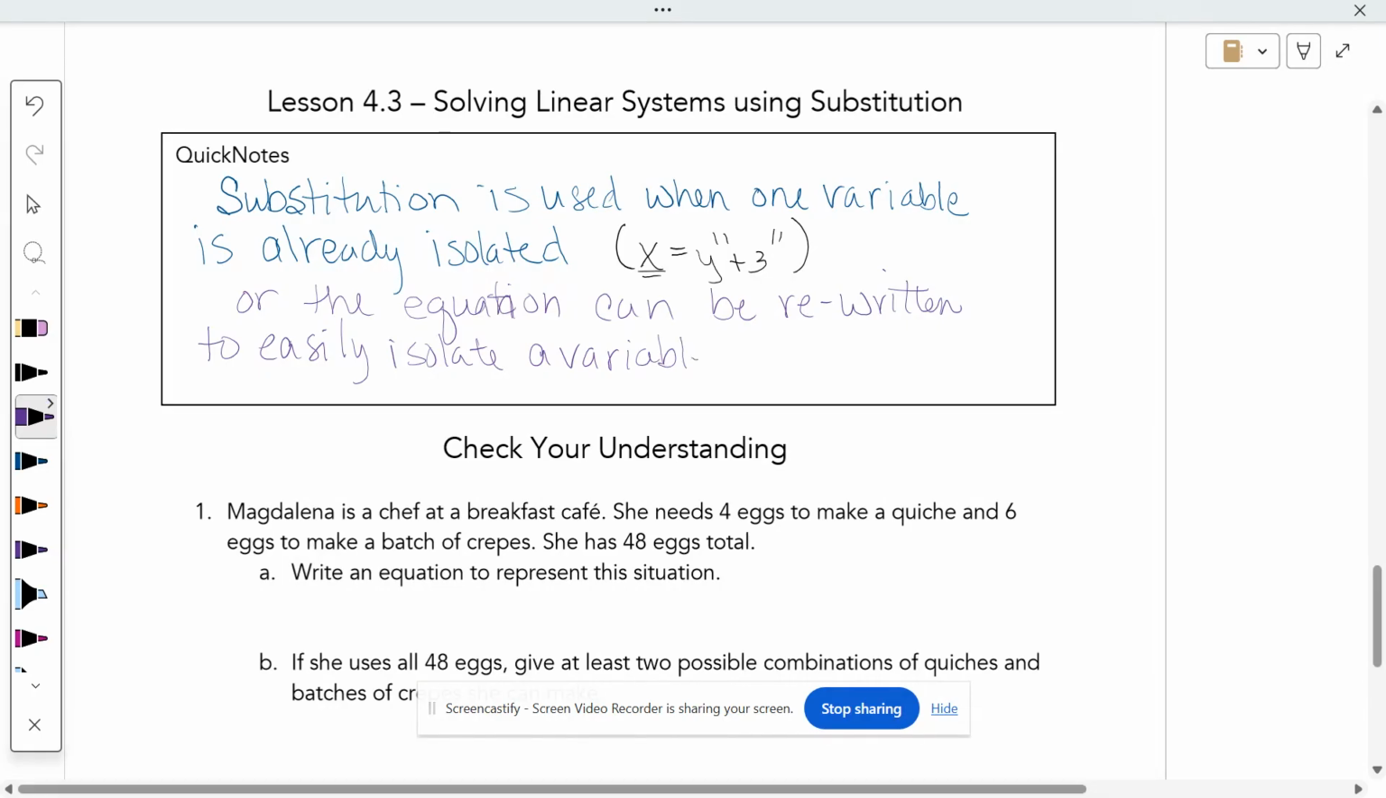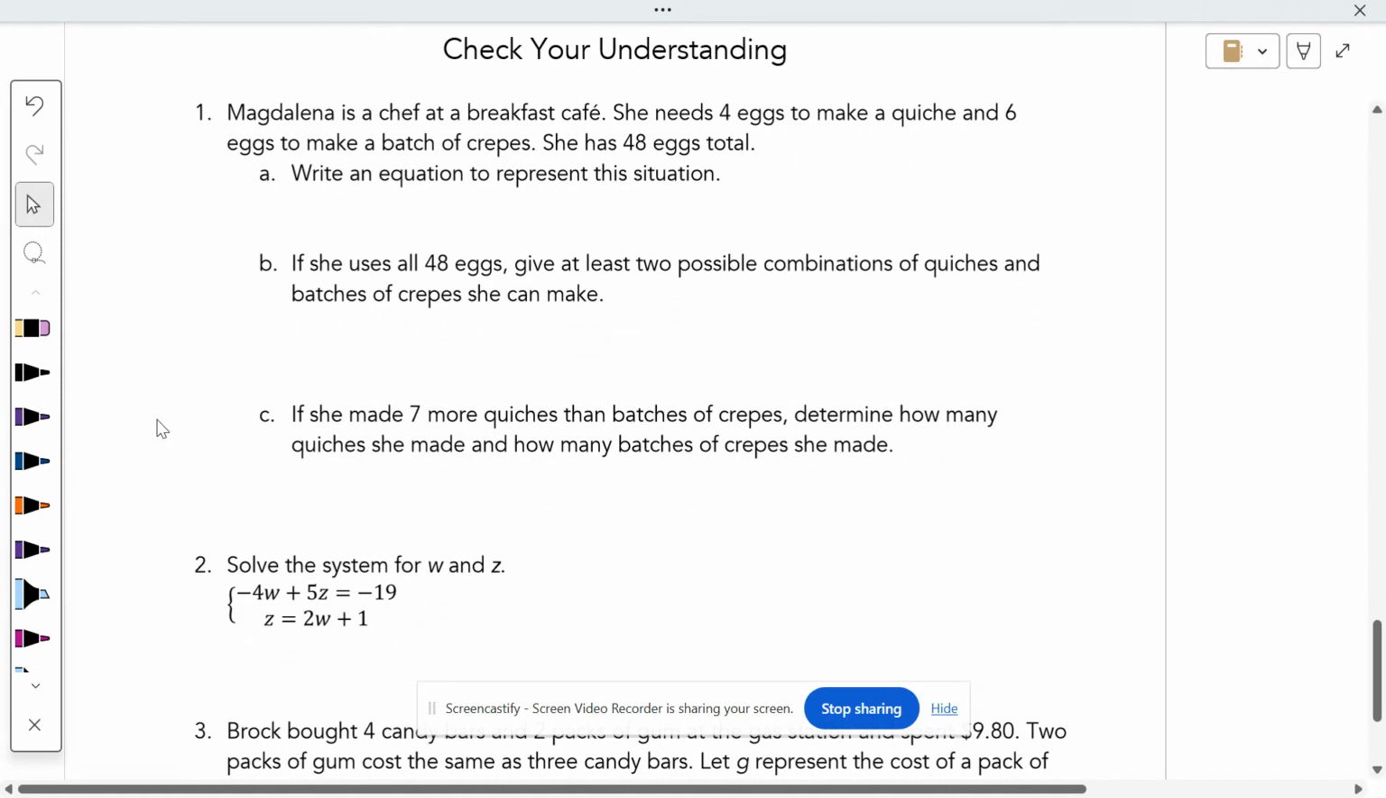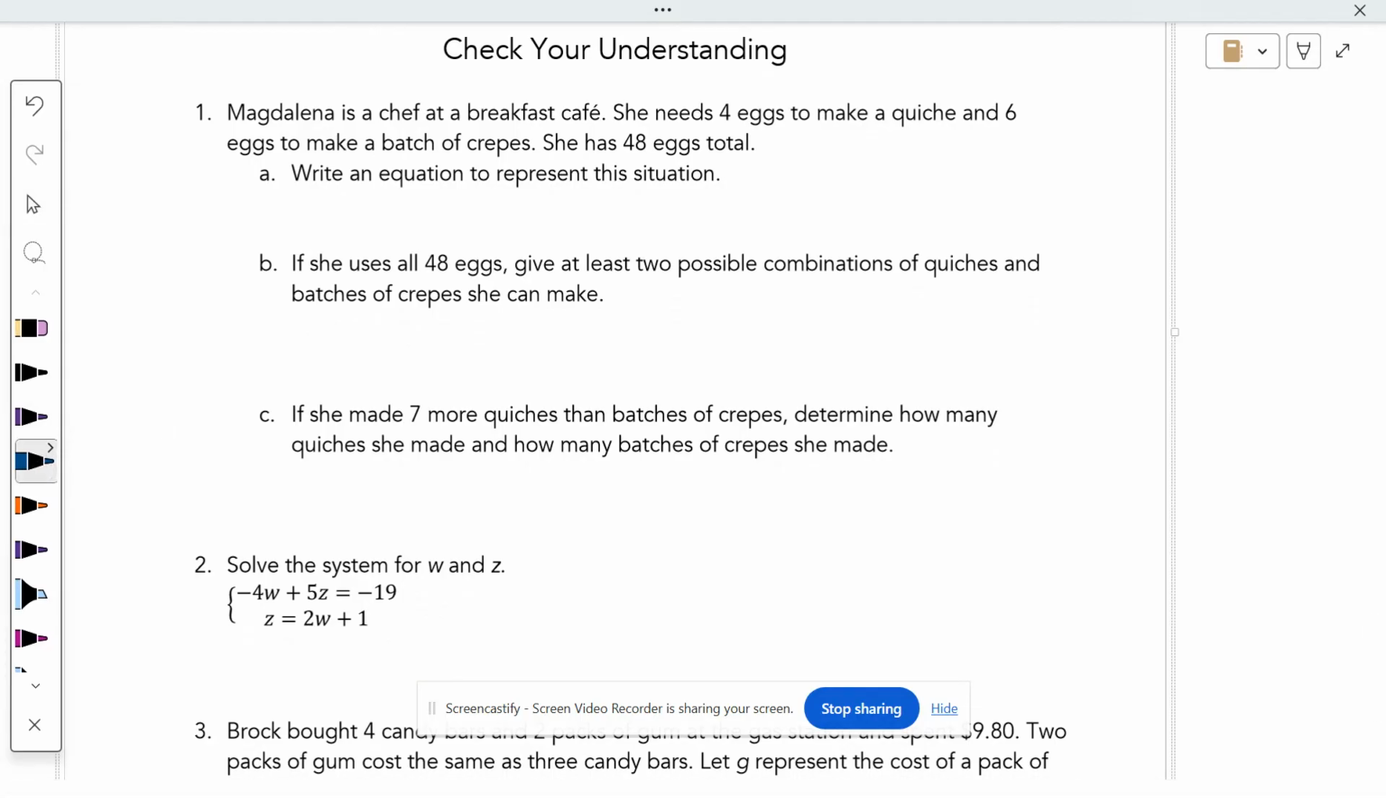Substitution is supposed to be quick, right? It's not supposed to require a whole lot of manipulation. If you think about example 5 from your journal, example 5 was the example where we had x plus 3y equals 11. So we were able to get x by itself pretty quickly by subtracting 3y from both sides. All right, let's finish up these last 2 examples.